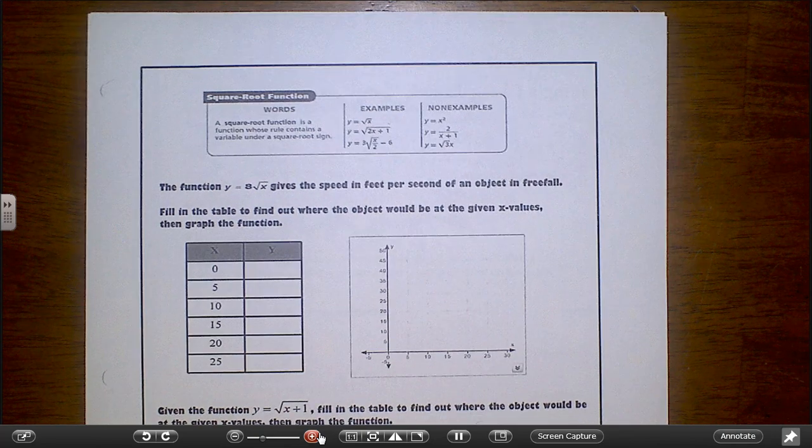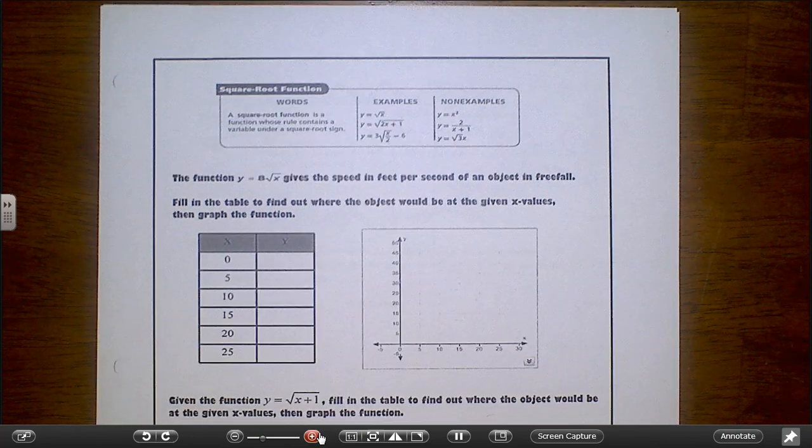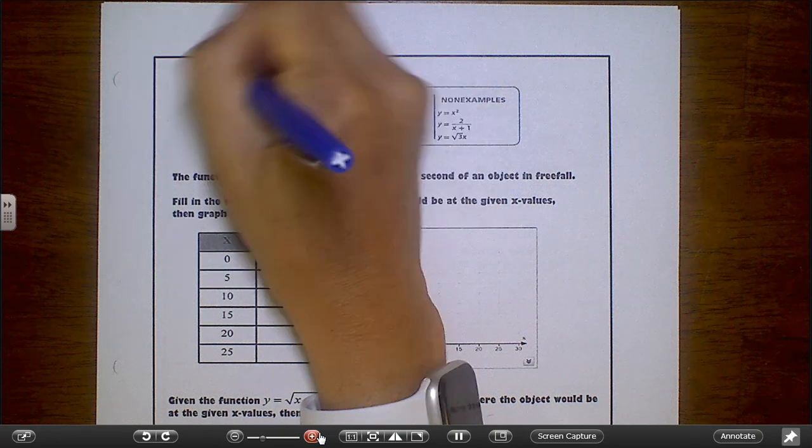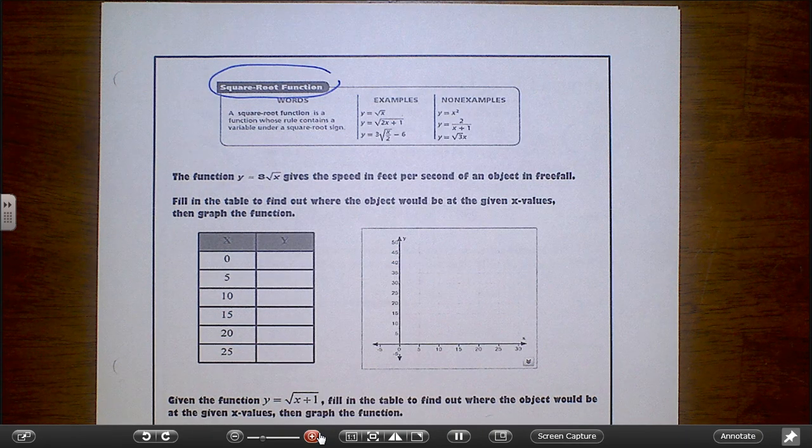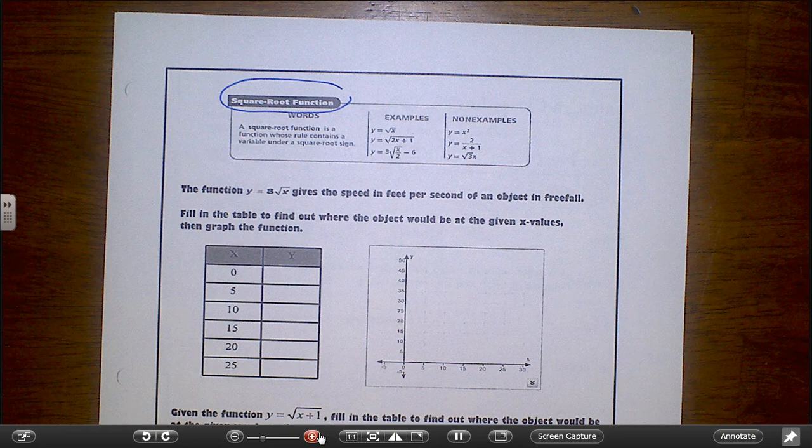Okay. So last week we did exponential functions. And this week we're going to look at our last type of function for the year, and that is square root functions.